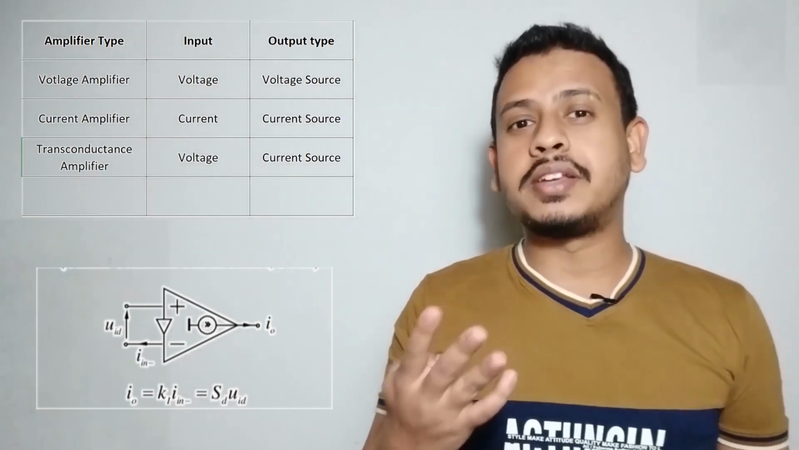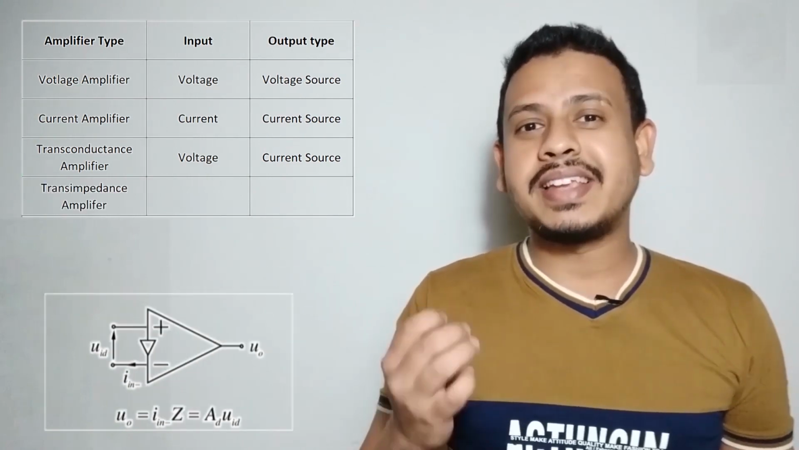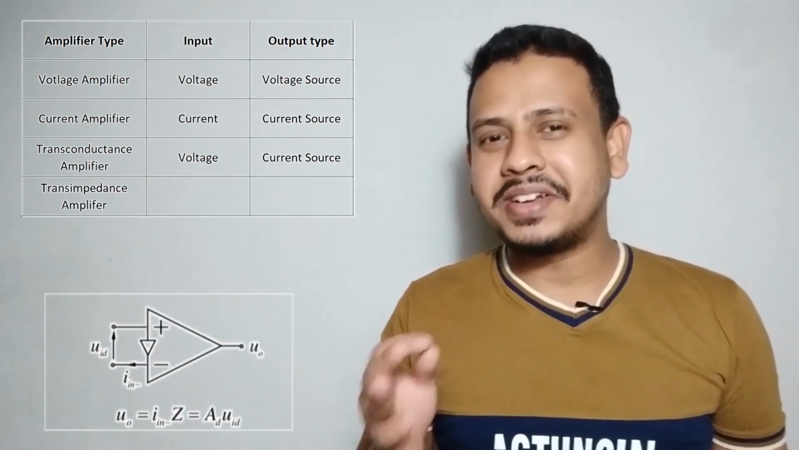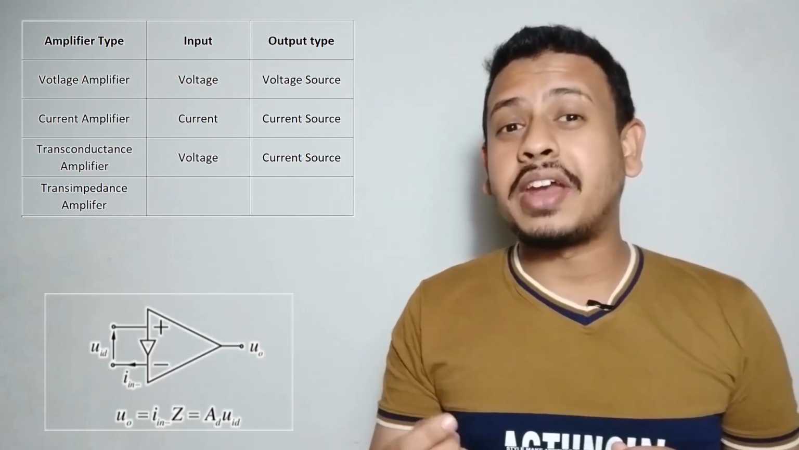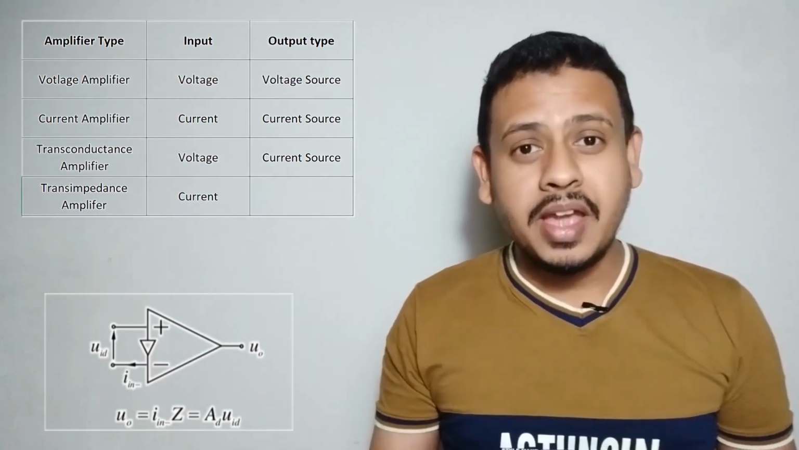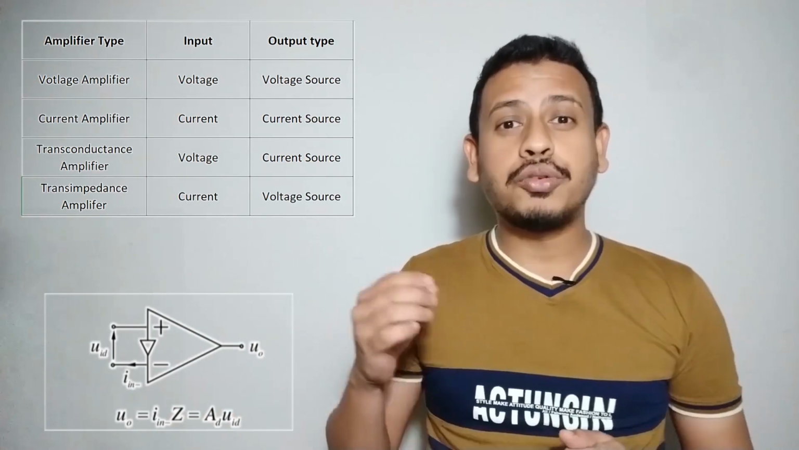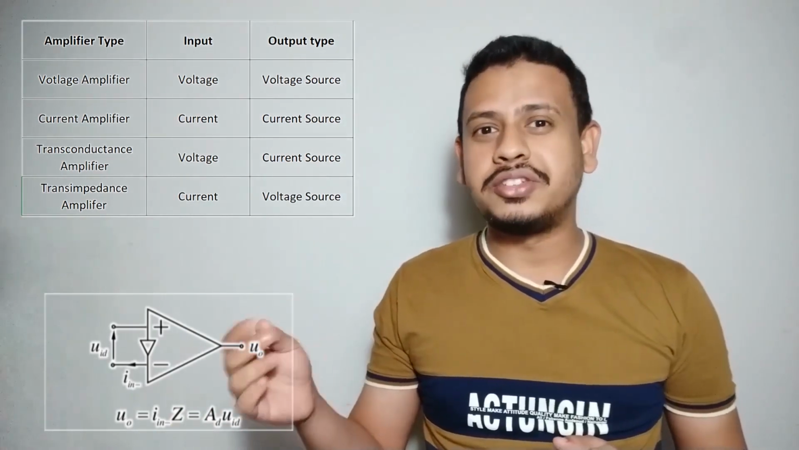And here comes the fourth type of amplifier called impedance amplifier. This impedance amplifier senses the amount of current flowing through the pins of the amplifier and generates a voltage out. The output of this amplifier can be modeled as a voltage source.